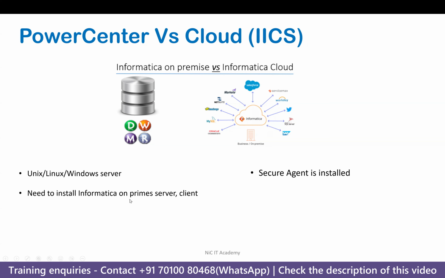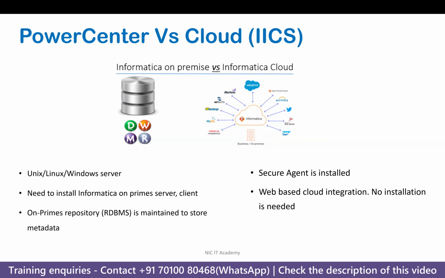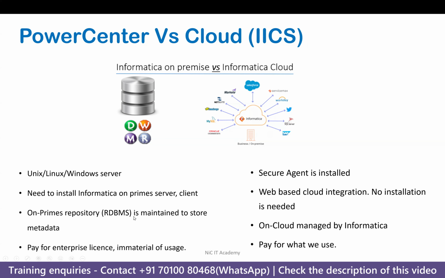In on-prem, we need to install the Informatica server. Yes, we will go for the client and everything will be installed. But here it's a web-based cloud integration. No installation is needed. On-prem, an RDBMS repository will be maintained to store the metadata. But here everything is on cloud, managed by Informatica. So there you pay for an enterprise license, irrespective of usage, we have to pay for the license. But here, pay for what we use. For example, Saturday and Sunday and month-end load is very less. Okay, so only peak load will be there in December, right?